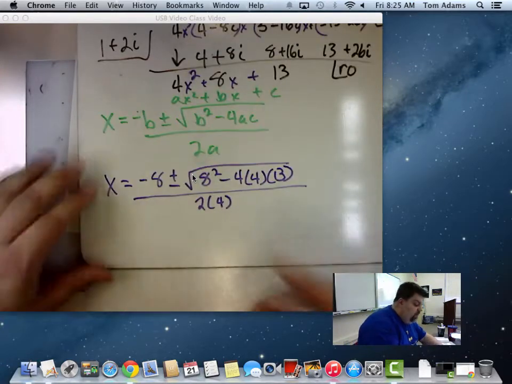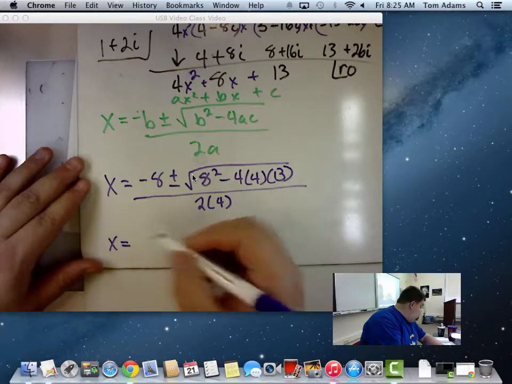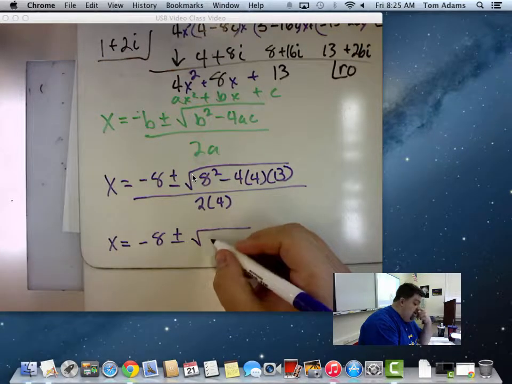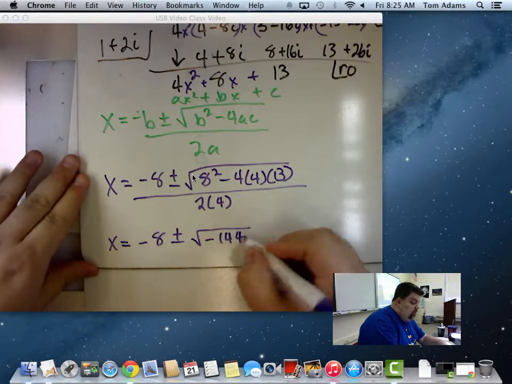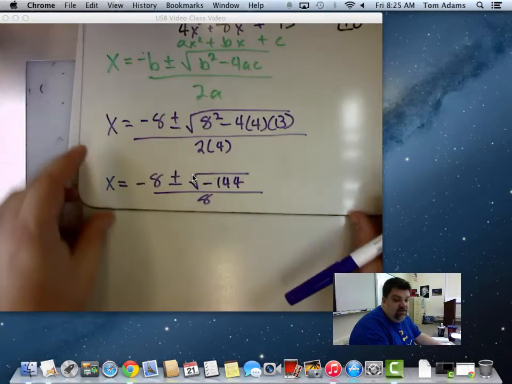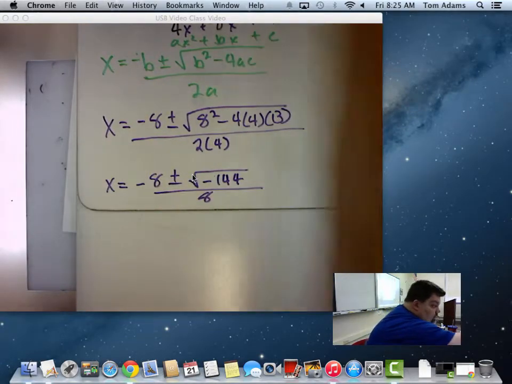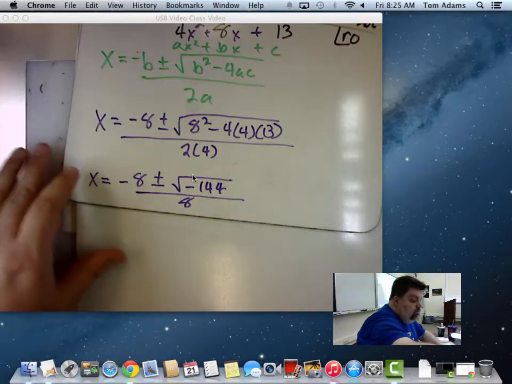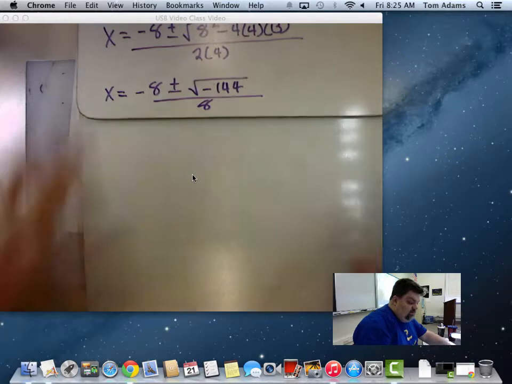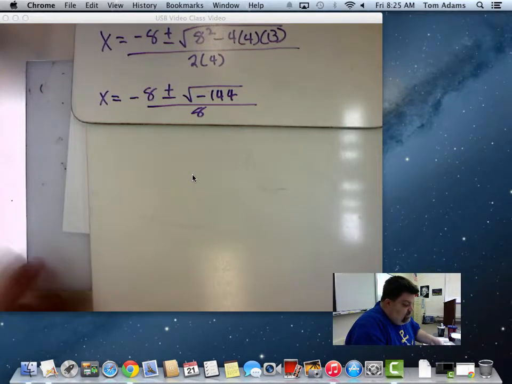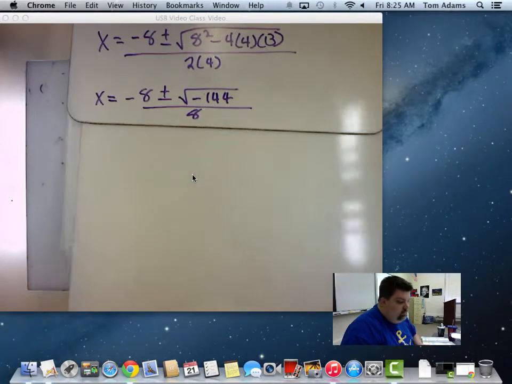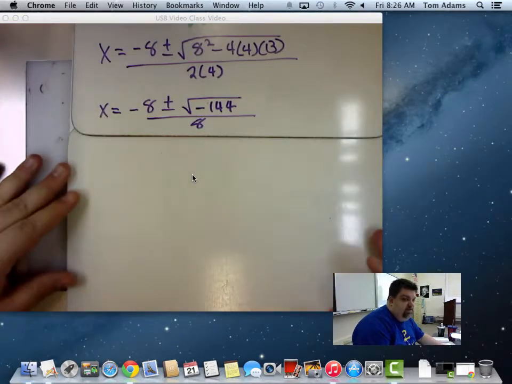This is where it's going to be fun. So on the next line, I've got x is equal to negative 8 plus or minus the square root of negative 144 all over 8. Well, that's not good, is it? So that means... Can we take the square root of a negative number? Nope. It's a little bit of a problem, isn't it?